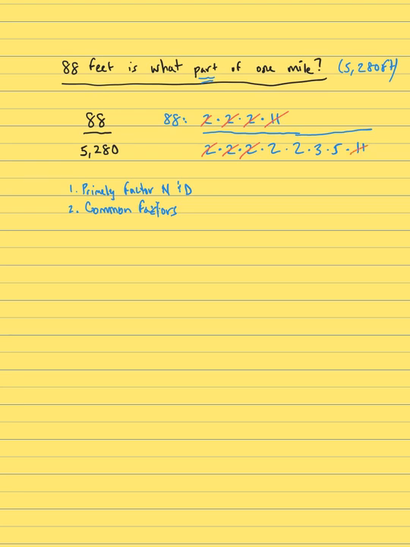Okay, well, there's nothing left in the numerator. That doesn't make it 0, right? That makes it 1. And all that's left to do is 2 times 2 times 3 times 5. And of course, 2 times 2 times 3 times 5 is 60. So my fraction, which is now in simplest form, is 1 over 60. So 88 feet is what part of a mile? Well, it is 1/60th of a mile.